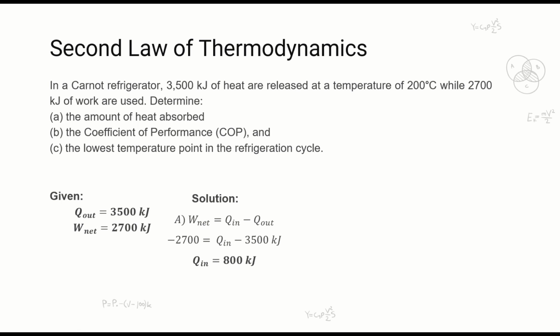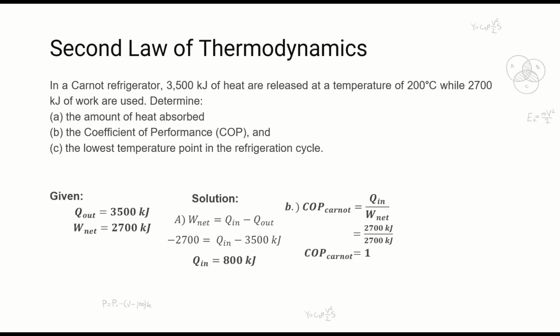So let us now proceed to finding the coefficient of performance. In finding the coefficient of performance or COP, we will be using the formula COP Carnot equals Q in over work net. So, let us substitute the given values. We all know that Q in is 2700 kilojoules of work, and then work net is 2700. So, our COP here will be 1. Note that COP, or coefficient of performance, is unitless.